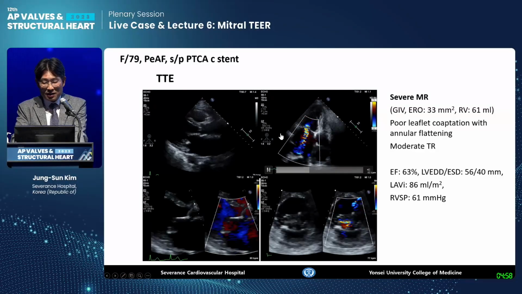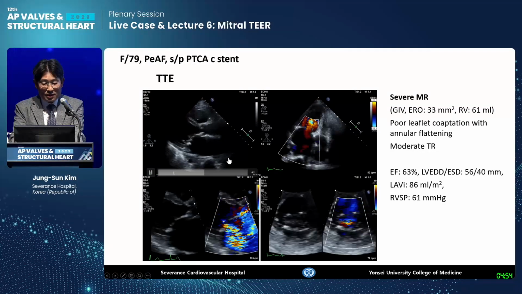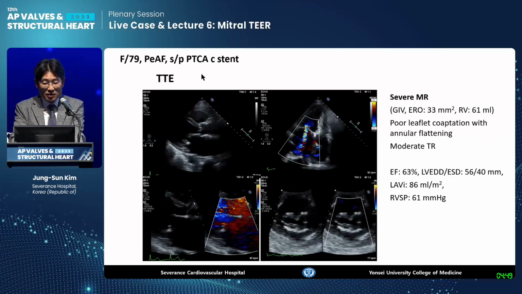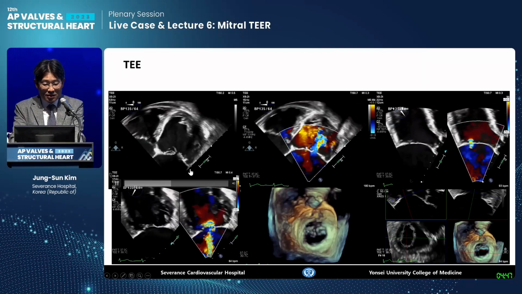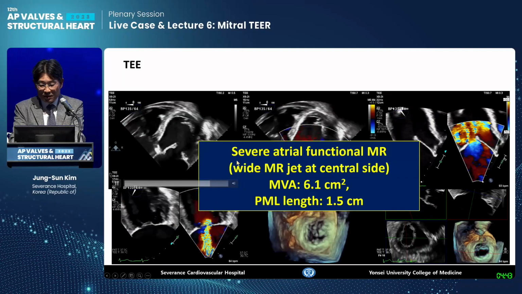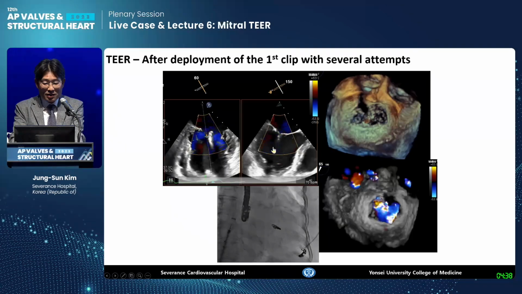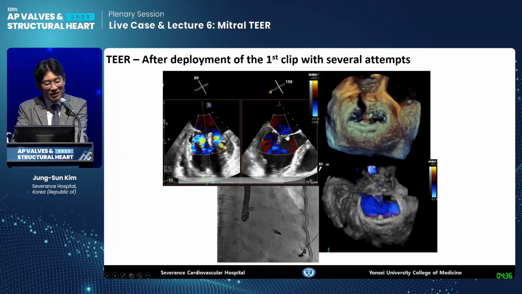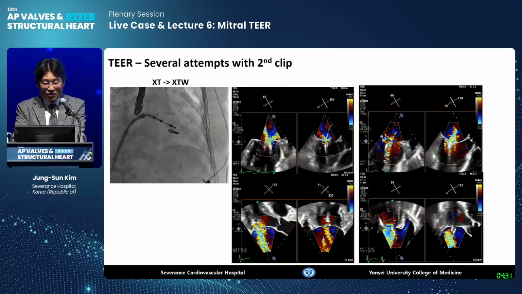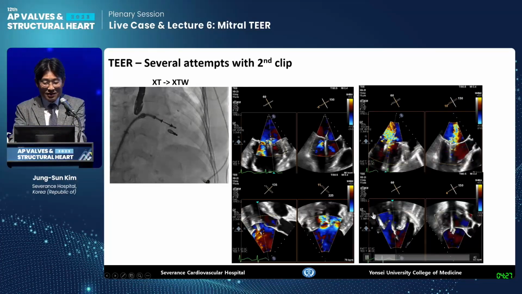And the other case, I think this is a very painful case. There is persistent atrial fibrillation, and he has a history of stenting. And as you can see here, a very large gap, very flattened atrial functional MR, but valve area is enough. So we tried to clip once, but MR did not decrease much over time. So we tried a second clip, but MR increased over time, as you can see here.